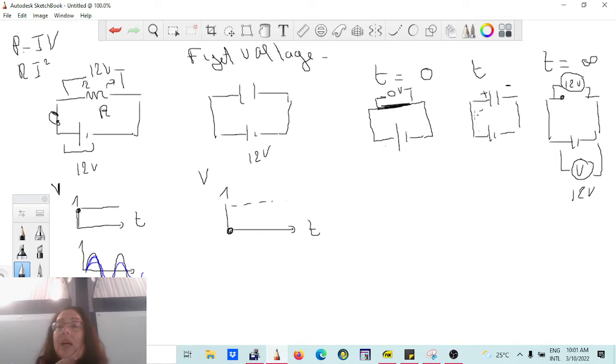But as it's charging, the voltage across the capacitor is going to look something like this. That's called charging a capacitor, because it doesn't want to go straight up. It takes its time. It's resisting. It's fighting. And then when it's totally charged, remember capacitance is the charge per unit voltage.